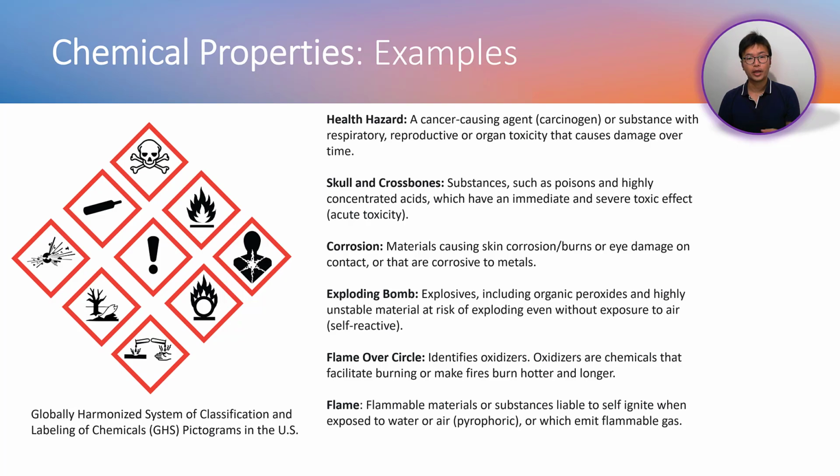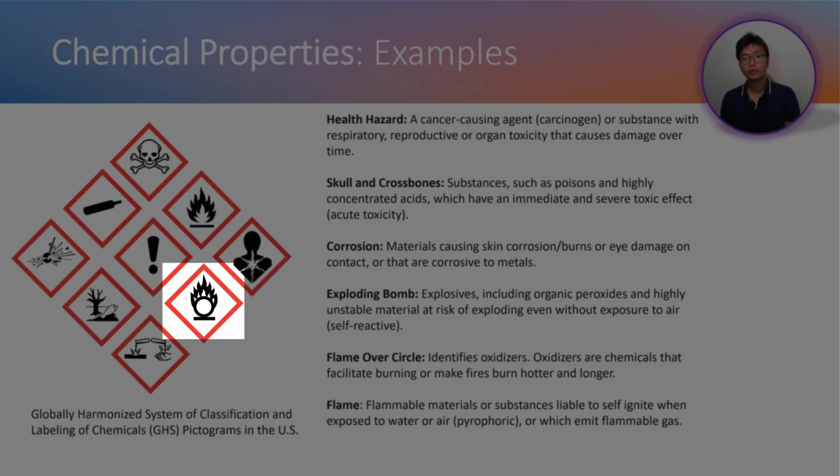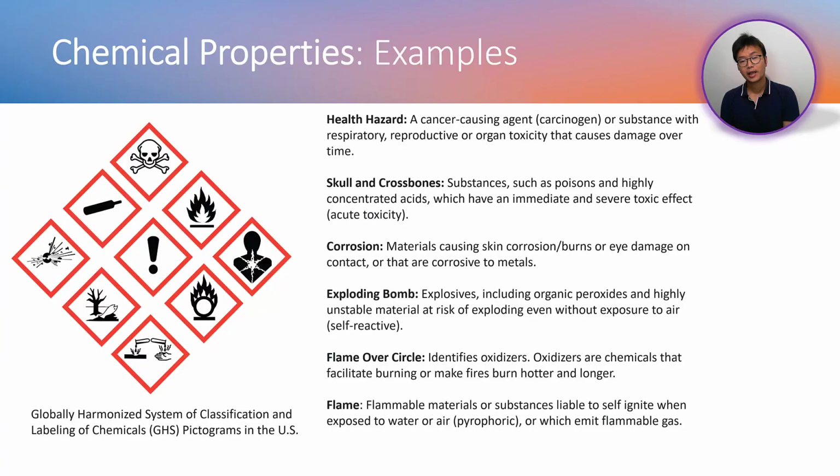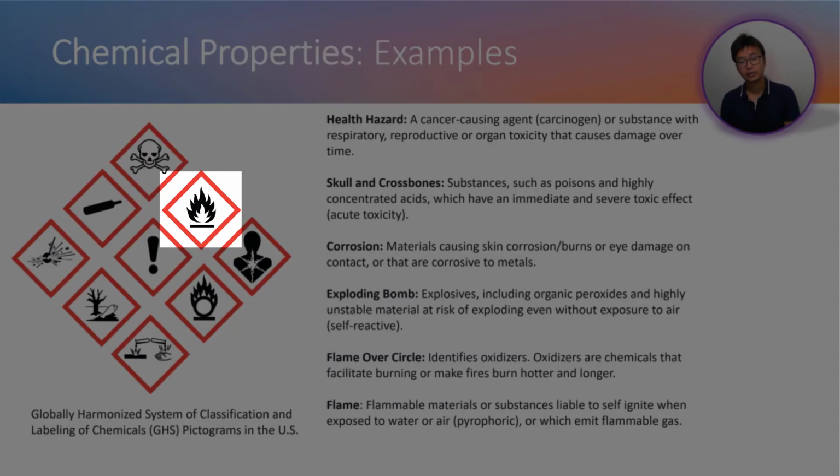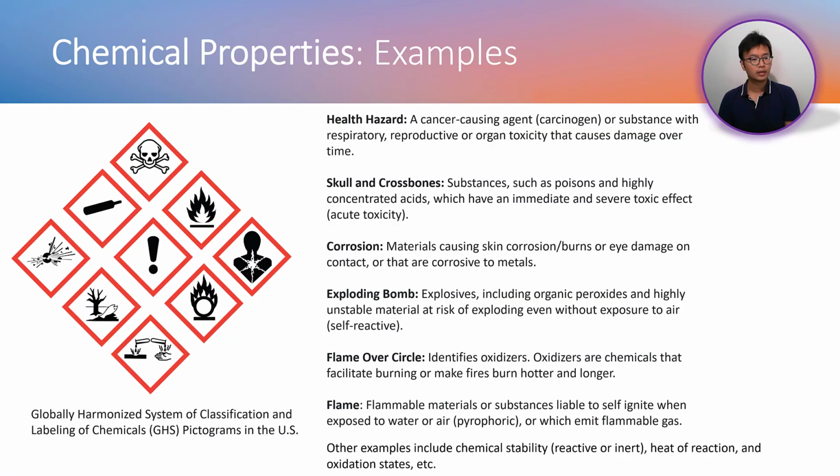Last but not least, we have a flame over a circle. That means the chemical is an oxidizer. Again, they're pretty dangerous and we need to be very careful. And also we have the flame symbol that's telling you the chemical can easily ignite. And there are also other chemical properties, such as whether the chemical is reactive or not reactive. So when you do an experiment, you'll find out. The heat of reaction is something that we'll talk about toward the end of this chapter.